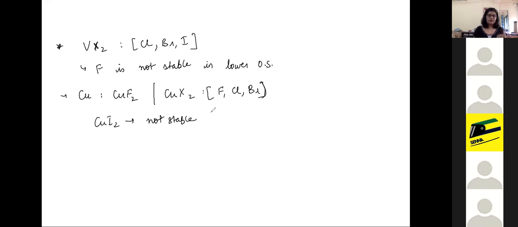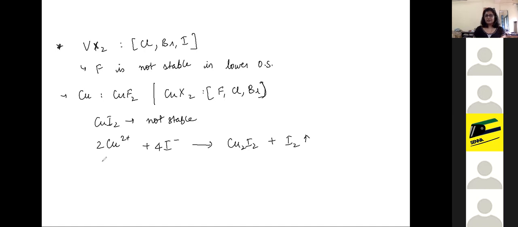If at all CuI2 is formed, the +2 oxidation state means it has a higher ionic character. So what happens is the copper ions, in fact, oxidize the iodide ions. So you have I minus, it gives Cu2I2 plus releases iodine gas. Just balancing this, you've got 4 iodine and 2 copper.